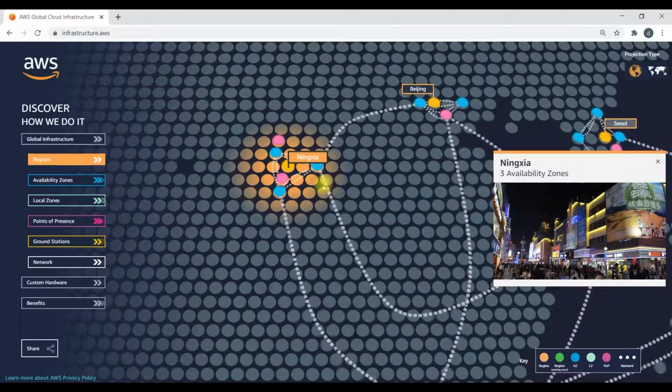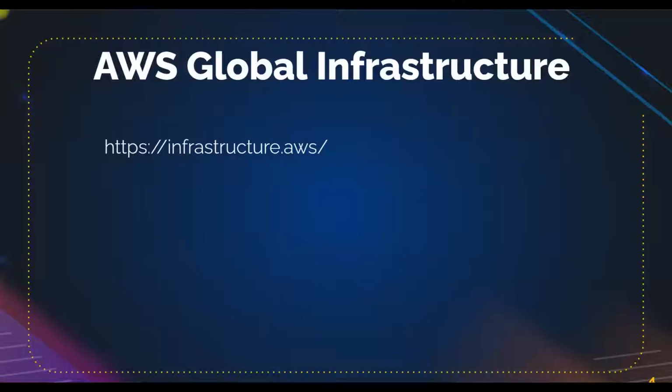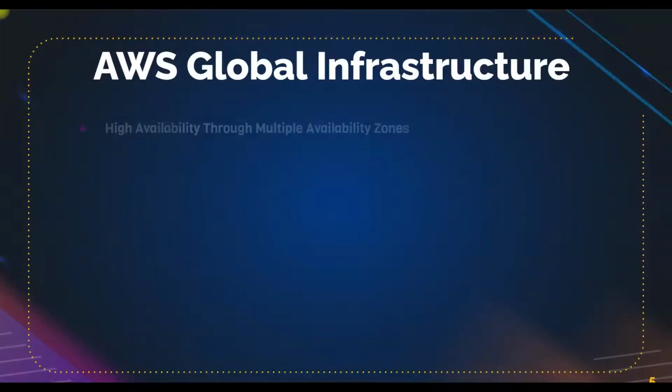So some city in China where we have this region has 3 availability zones. Okay, so you can check like that. So if you want to understand how these regions and zones really work, if you have multiple zones, you can do high availability for your infrastructure.